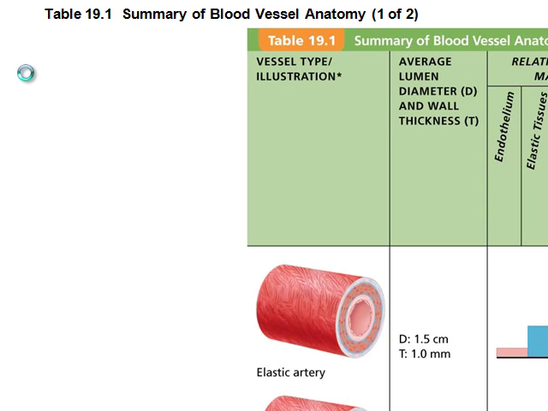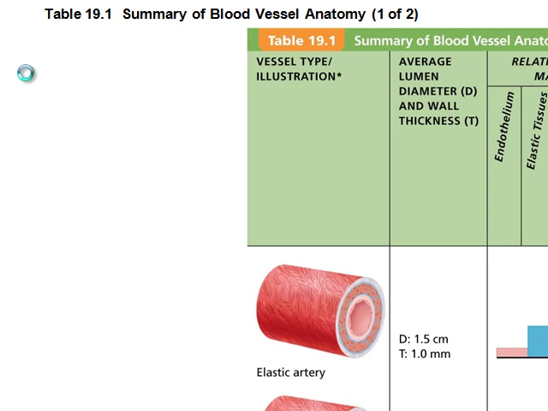It's kind of like the tree that's growing out of the ground. The trunk would represent the heart, and it pushes out some of the major blood vessels. And then the branches are actually going to go to different parts of the body. So as we go through the branches, the vessels will get smaller and smaller and smaller. So muscular arteries are next in line. We call them distributing arteries.